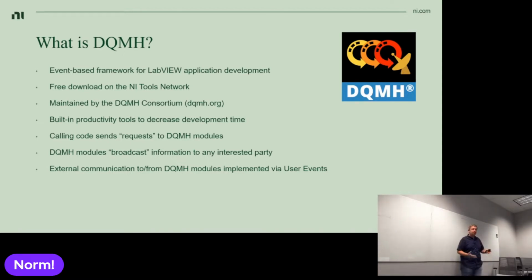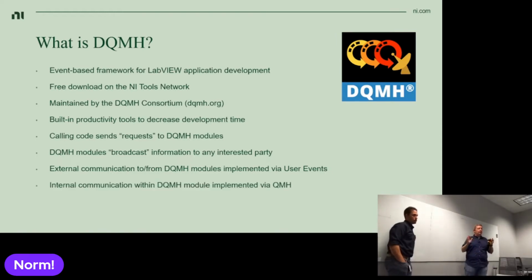So if you look at different frameworks, you'll see that Active Framework, if you dig down, it uses a queue, for example, to facilitate that communication between modules. DQMH uses user events. But again, most of that is abstracted away from you as the programmer because of the productivity tools that are built in.